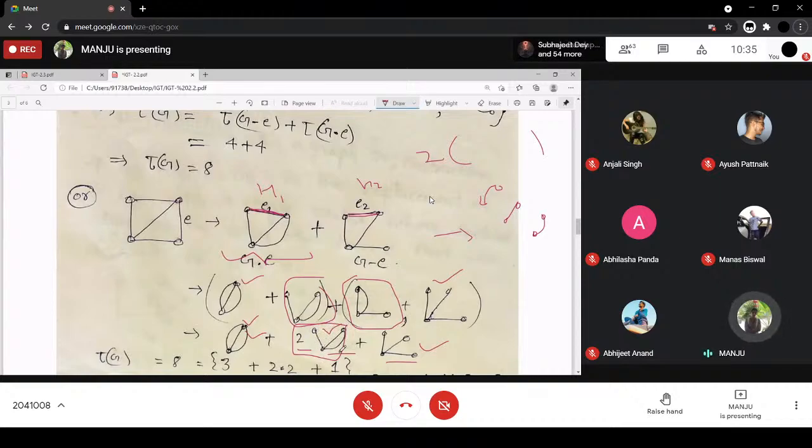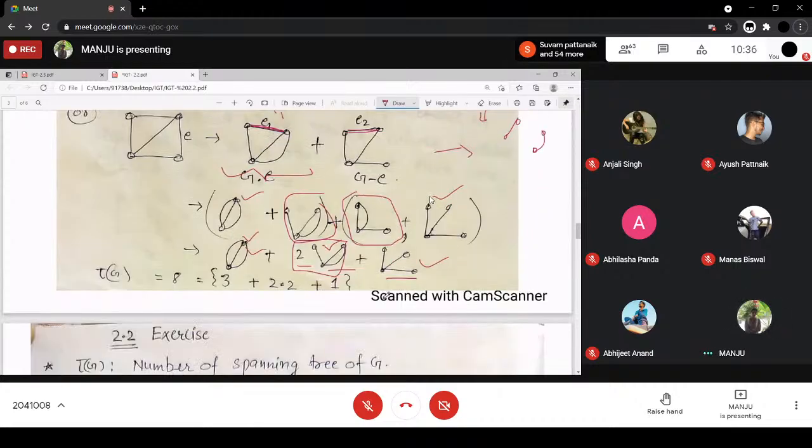One is this edge, another is this edge. 2, right? This one, another is this edge. Understood? So 4 from here, 3 from first, and this last one. So how many total? 8. Clear?